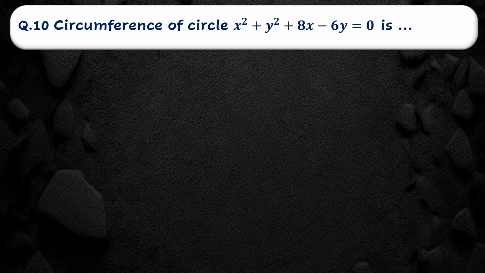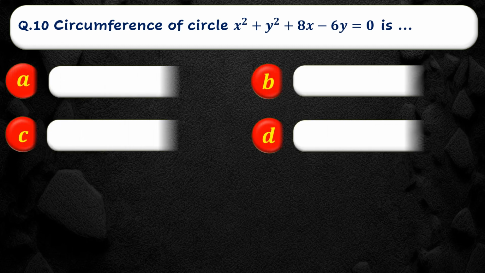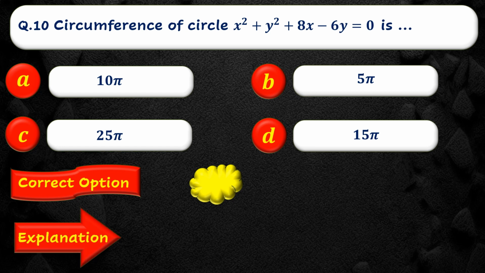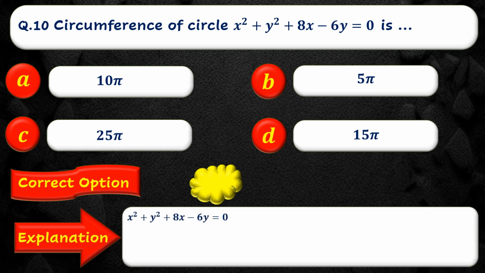Question number 10. Circumference of circle x square plus y square plus 8x minus 6y is equal to 0 is, and the options are. Let's check out which one is the correct option, but before that we explain it. Given circle is this, we compare this circle with the general equation of circle and we get 2g is equal to 8, 2f is equal to minus 6, c is equal to 0, and from here g is equal to 4, f is equal to minus 3 and c is equal to 0.